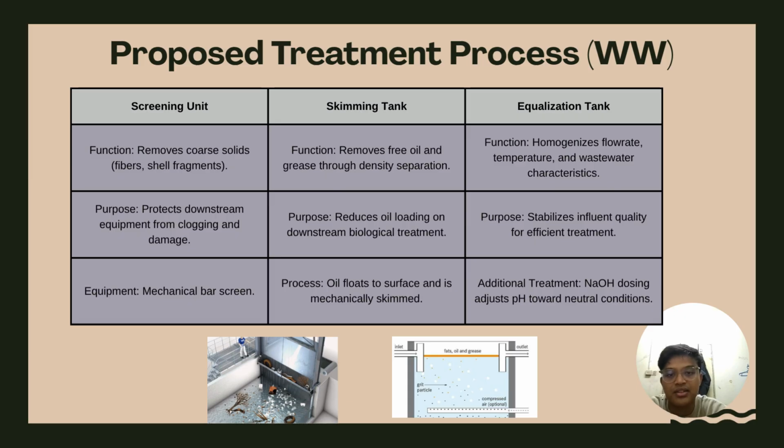Next, a skimming tank is included to remove free oil and grease. Since POME contains a high concentration of oil, this unit reduces the organic load entering the subsequent treatment stages. An equalization tank is then proposed to homogenize fluctuations in flow rate, temperature, and wastewater characteristics. Sodium hydroxide dosing is also applied to adjust the pH closer to neutral, ensuring stable operating conditions for the downstream biological treatment process.